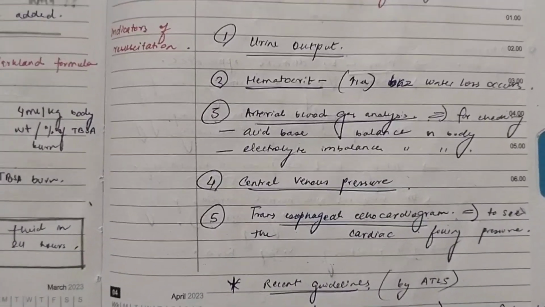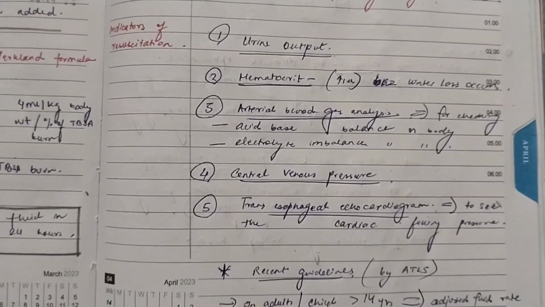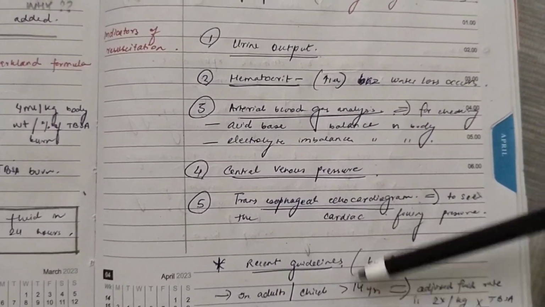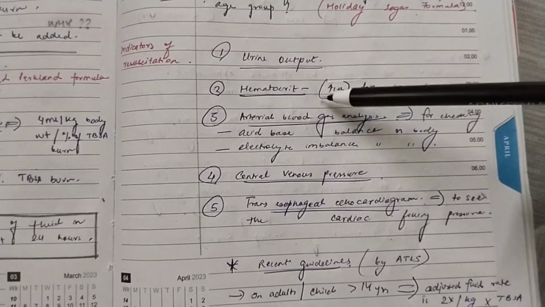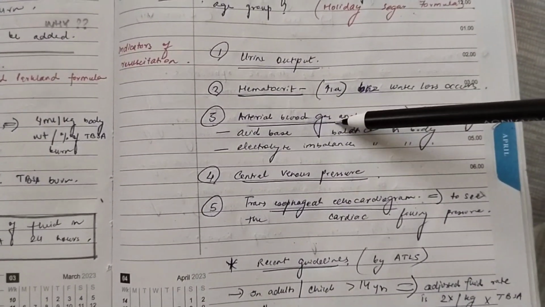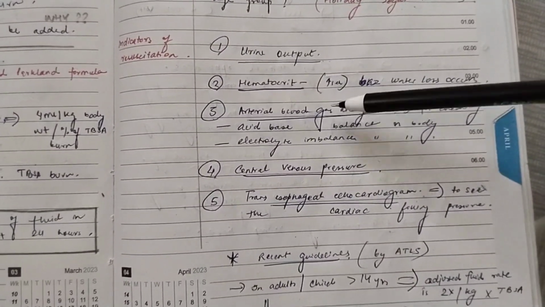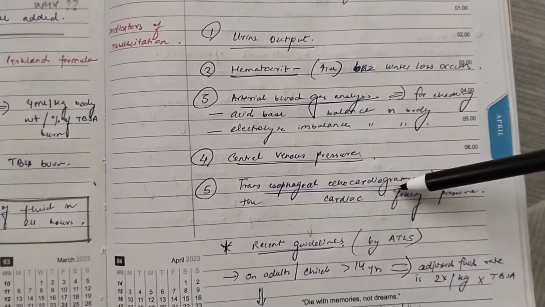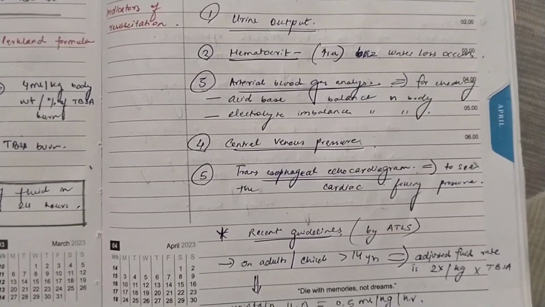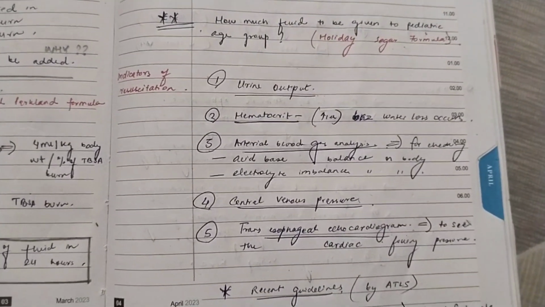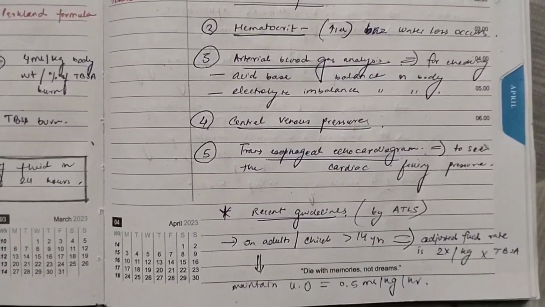Now, this is also very important. What are the indicators of resuscitation? You have to measure certain things. ये सब गड़बड़ हुआ तो रेसिसिटेशन शुरू करना पड़ेगा. Urine output, decrease urine output, okay? Hematocrit, if it increases. Arterial blood gas, if it shows electrolyte imbalance. Central venous pressure. You do transesophageal echocardiography to see the cardiac filling pressure. Okay, so these 5 points have to be checked, and these are the indicators of resuscitation.